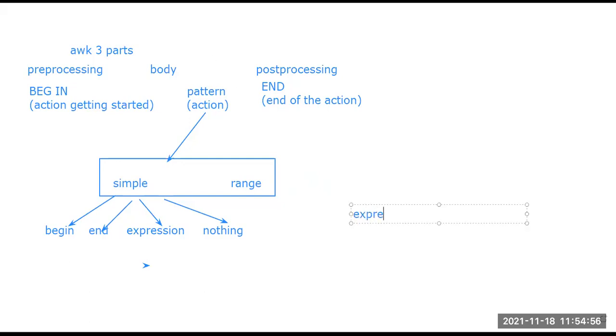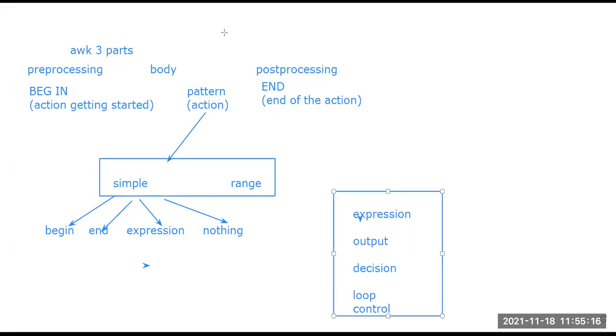So expression, output, decision, then it is a loop, and then lastly the control. So these are the five things that are present under the part of the range, right? So see, the AWK actions, that is simple and range, is divided into more subcategorized patterns.